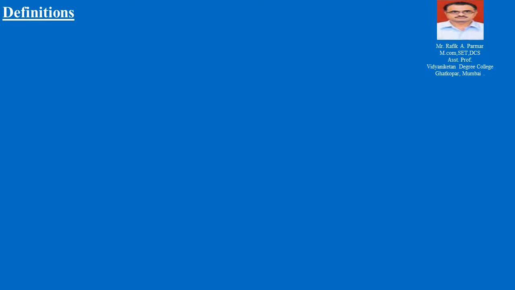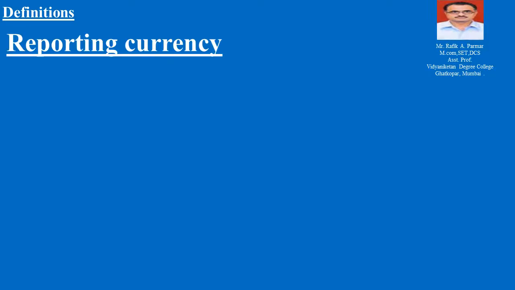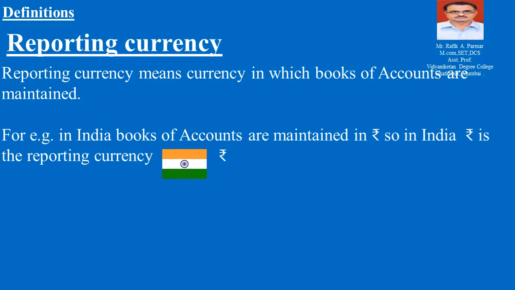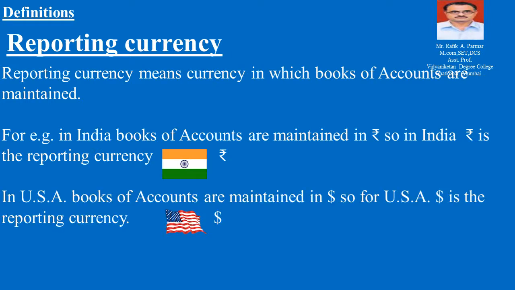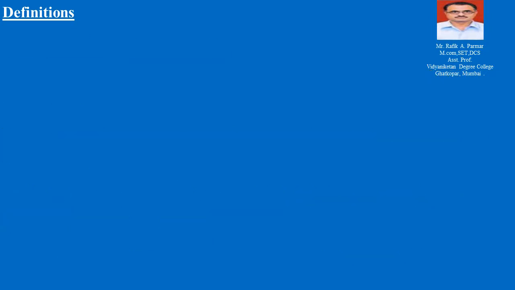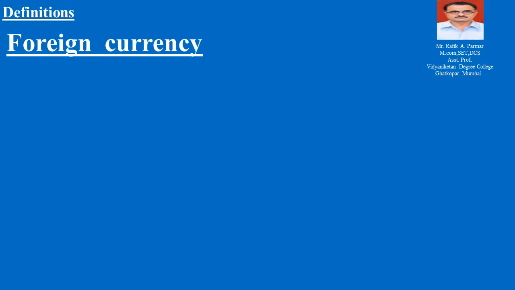Now let us look at some definitions. First is reporting currency. Reporting currency means currency in which books of accounts are maintained. For example, in India books of accounts are maintained in rupees. So in India rupees is the reporting currency. In USA books of accounts are maintained in dollar. So for USA dollar is the reporting currency. In UK books of accounts are maintained in pound. So for UK pound is the reporting currency.